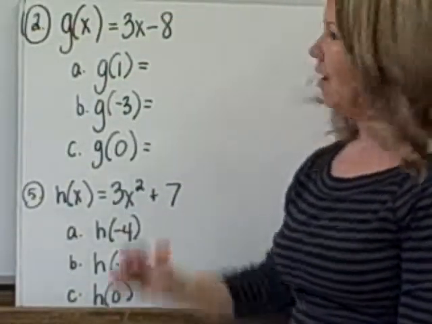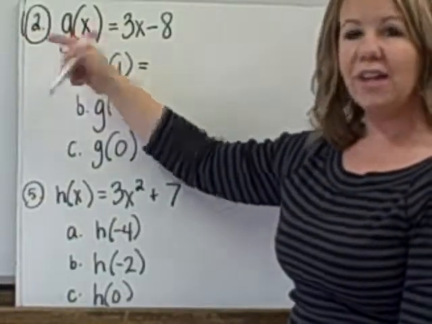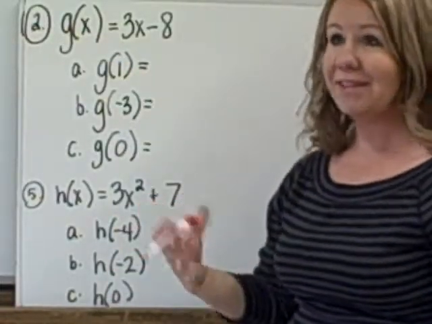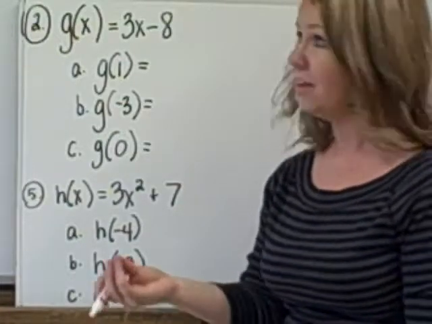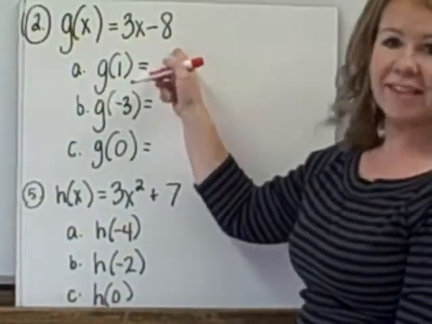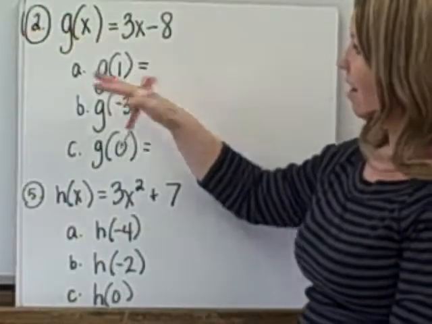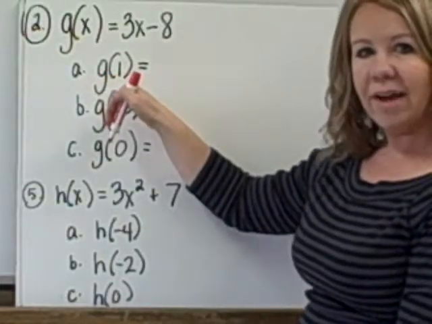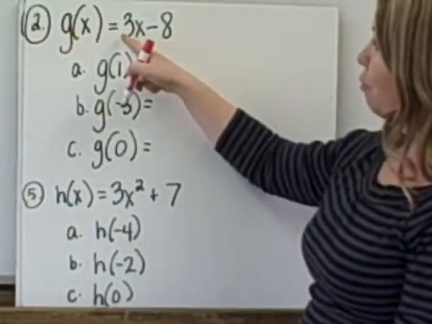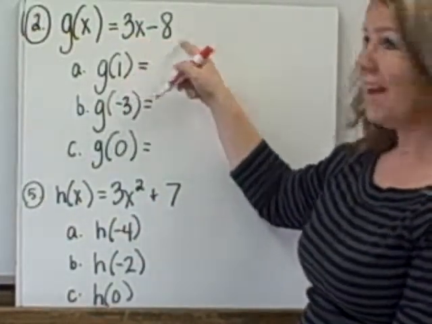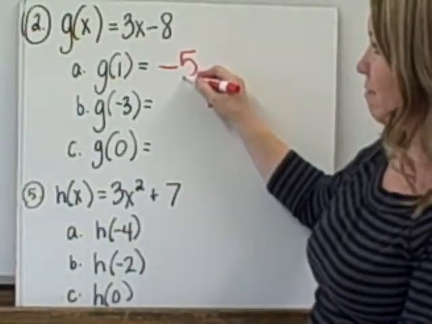Number 2, this function is called g of x. That just means the name of the box is called g. It still represents a function though. The rule of the box is 3x minus 8. G of 1 means we're putting 1 into the g machine. 3 times 1 is 3, minus 8 is negative 5.